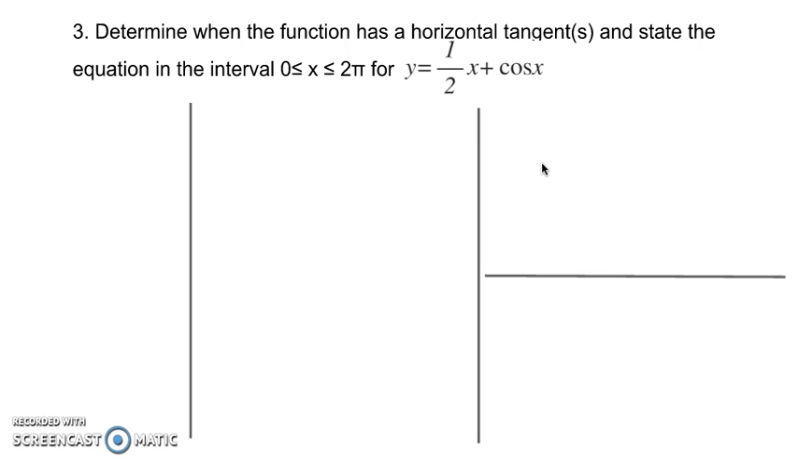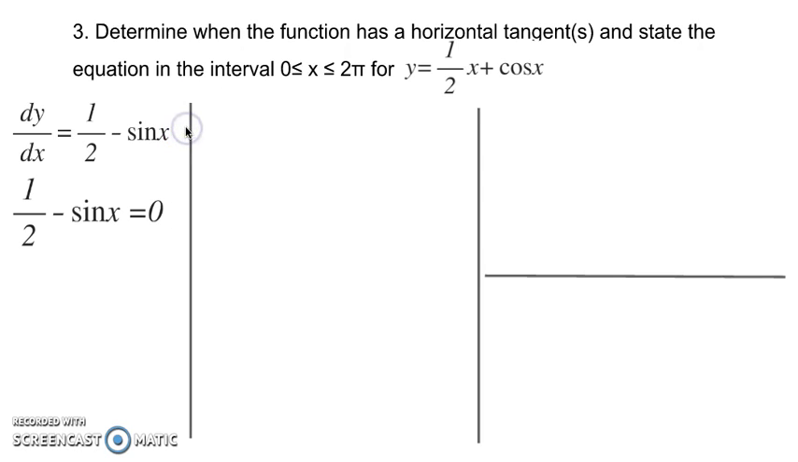The last example is similar to the one we just did, finding a horizontal tangent, but the function is now y equals 1/2 x plus cosine x. Take the derivative of the function, so dy over dx equals 1/2 minus sine x. Set the derivative equal to 0, and solve for x by rearranging. So x will equal pi over 6 and 5 pi over 6, since sine is positive in quadrants 1 and 2.